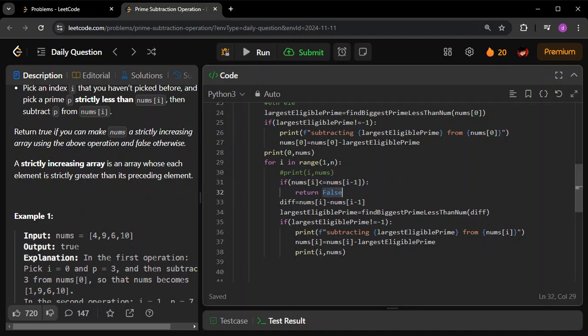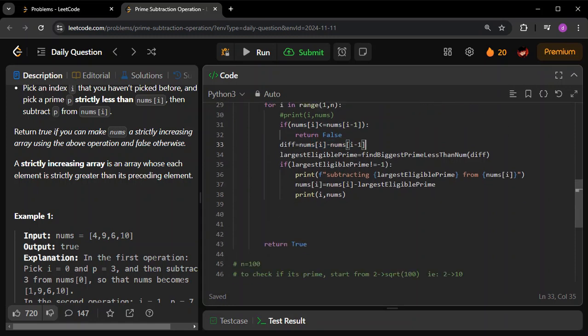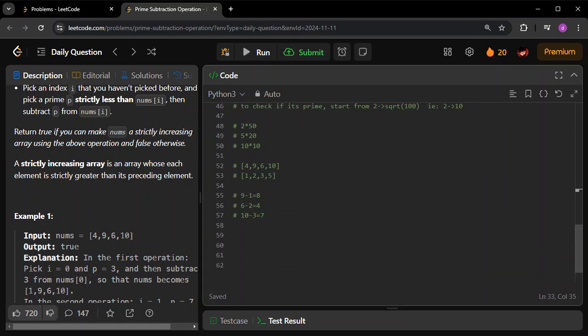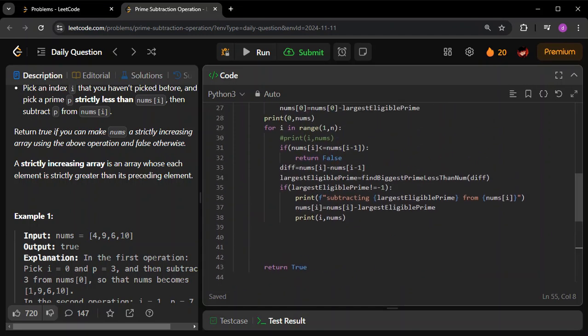Otherwise, I will calculate the difference between nums of I and nums of I minus 1, that is the current element and the previous element. Like the way I did here, like this I did, no? 9 minus 1 I did here. See, 9 is the element here, 1 is the new element here. So I did 9 minus 1, which is 8. I need to find a prime number which is less than 8, the biggest prime number less than 8. That's what I'm going to do here. I'm calculating the diff, subtracting the previous element from the current element.